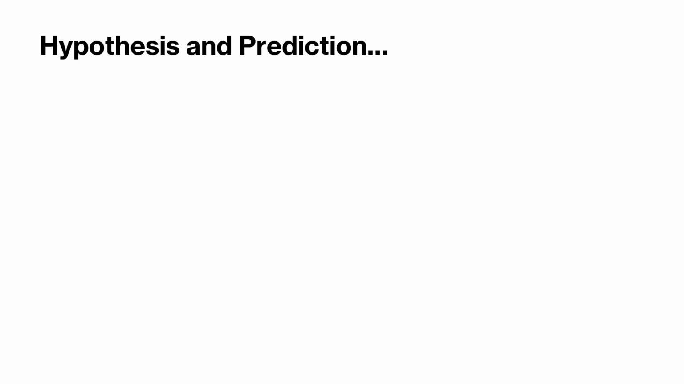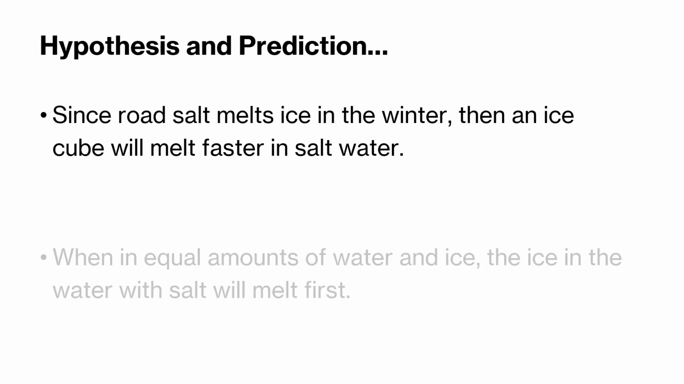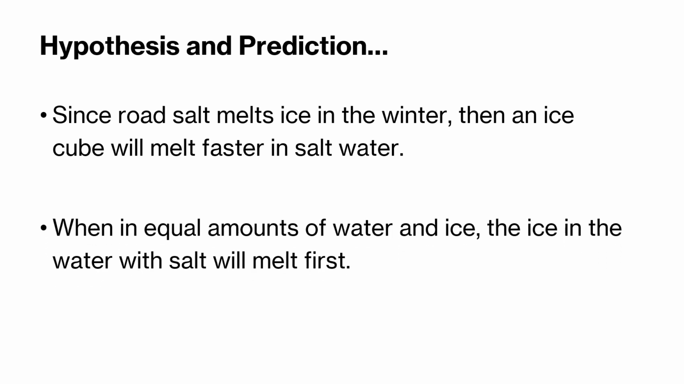My hypothesis and prediction. Hypothesis, since road salt melts ice in the winter, then an ice cube will melt faster in salt water. Prediction, when in equal amounts of water and ice, the ice in the water with salt will melt first.